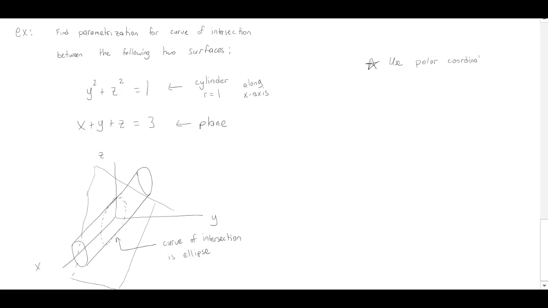Cosines and sines, if you see an equation of a circle or an ellipse, okay?